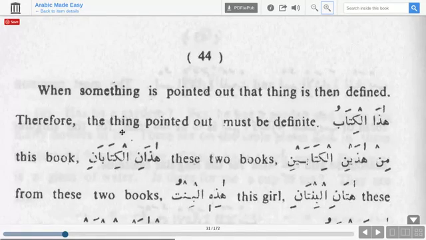هذان كتابان. These two books. Another example, من, because من is from harfu jar. من هذين الكتابين. From these two books. As we know the word book, kitab, it is mudhakkar. It is masculine. من هذين الكتابين. Why هذين? Because min is from حروف جار.